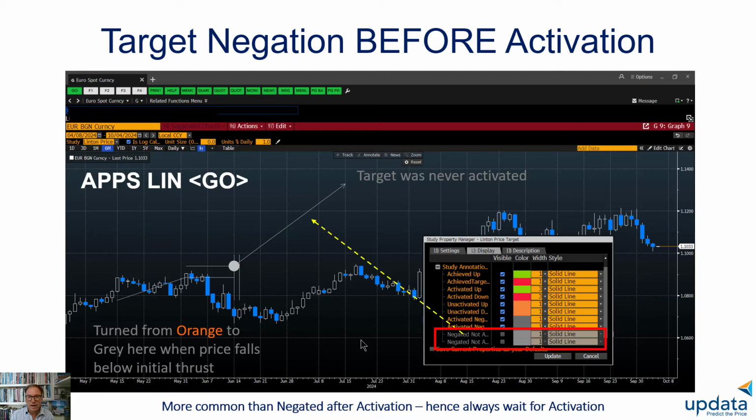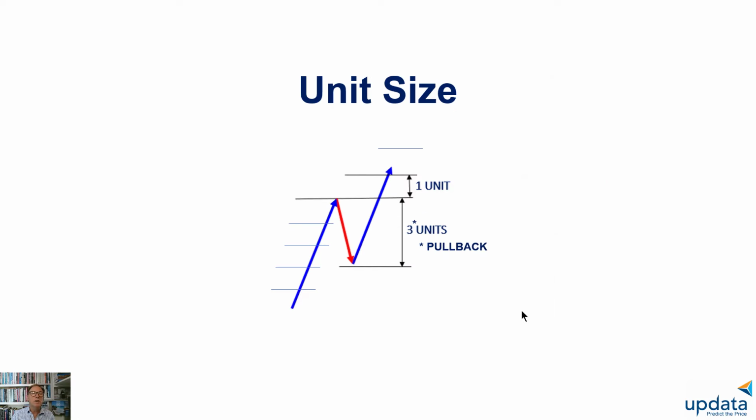I don't draw the negated targets on my system. I just think it's easier to focus on the ones that are achieved, the ones that are activated and not yet achieved, and the unactivated ones just give you a little bit of a heads up that if we move to a new level, then they will activate.